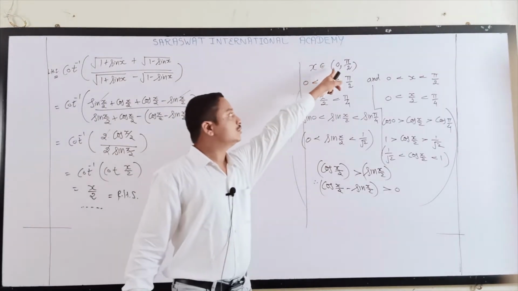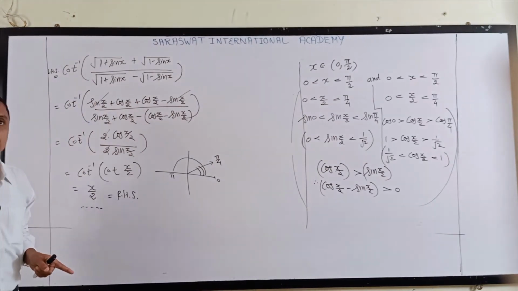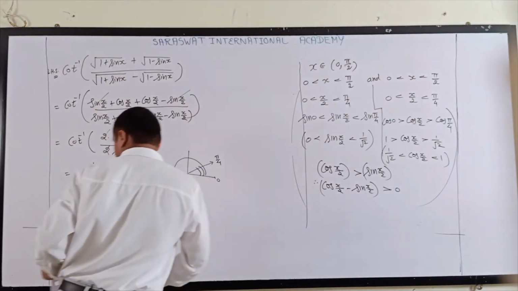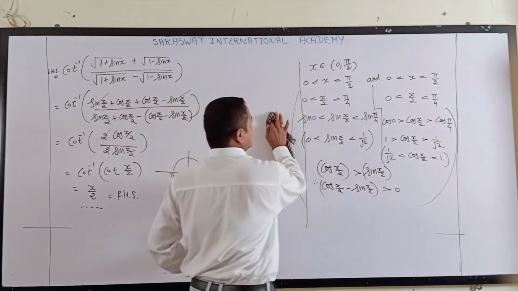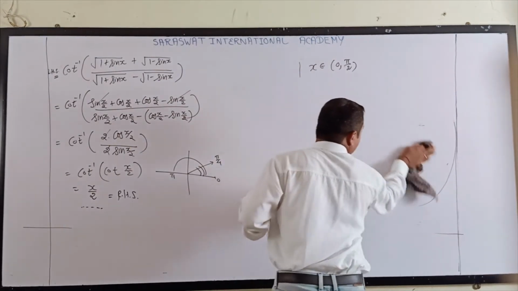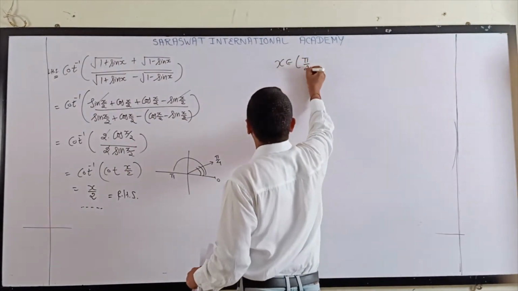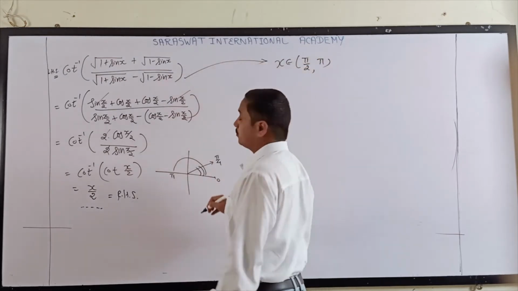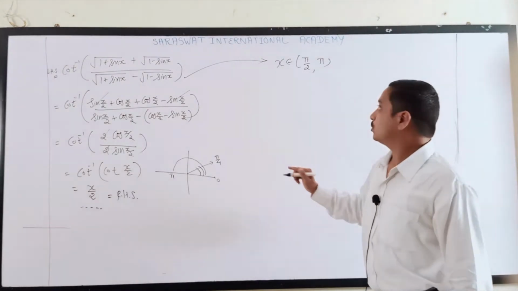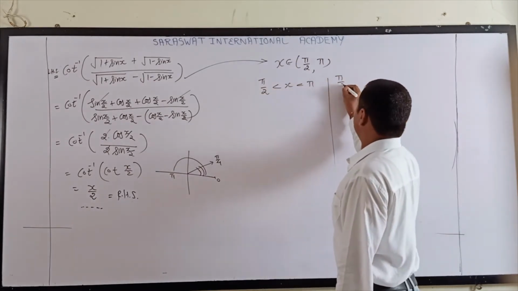If the condition changes to 0 to pi by 2, then this answer will be 0. Same numerical, asked in the exam, just the condition is different. So I only explain to you, students, condition-wise, numerical same, just this change, 0 to pi by 2. Sometimes it is given that x belongs to pi by 2 to pi. Question same, condition different, so answer changes. So step 1 and step 2, according to the condition, you just follow these steps. Pi by 2 to pi.